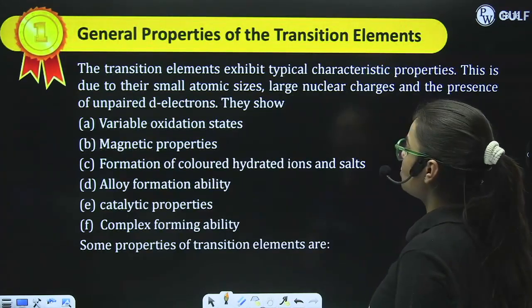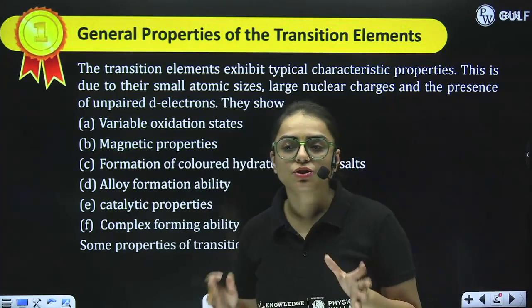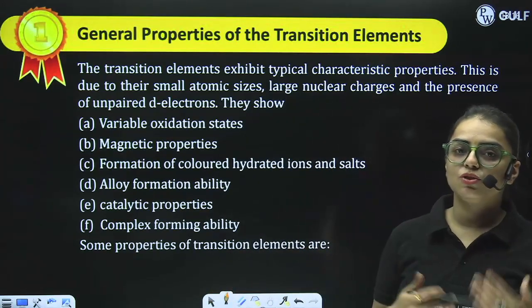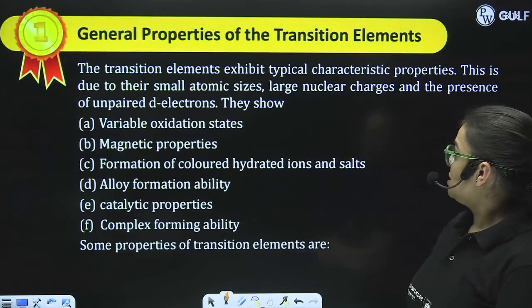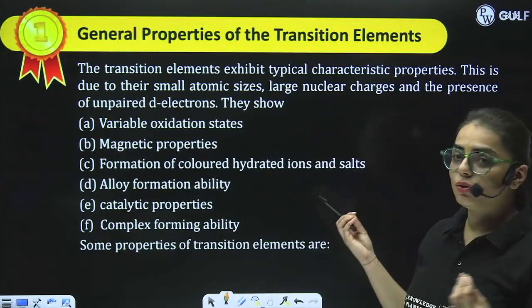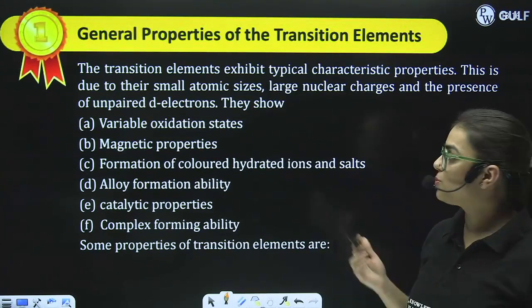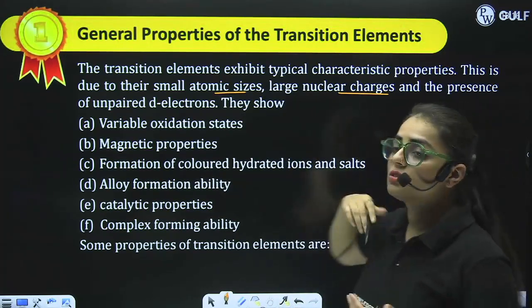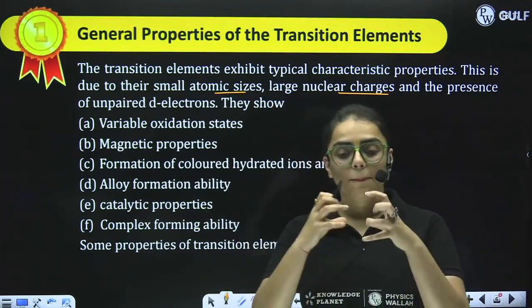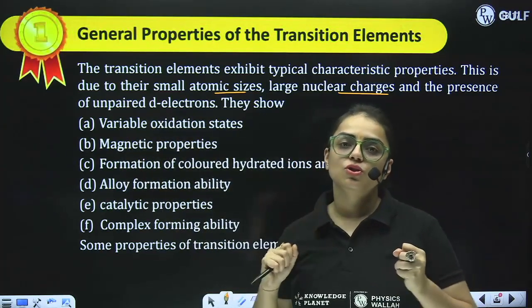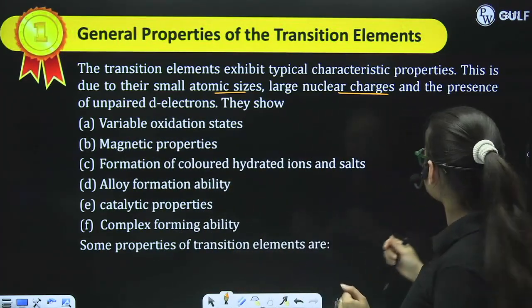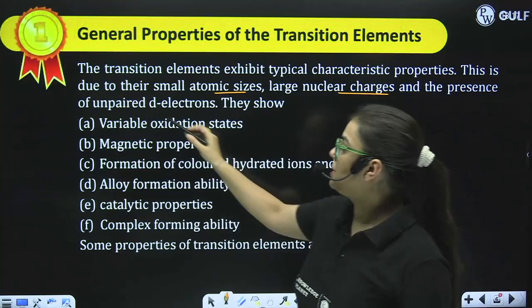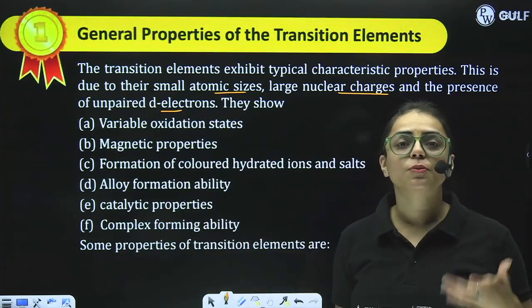Okay. Let's move on to the next, general properties of the transition elements. So we'll be understanding the properties of the transition elements. See, basically they have different properties than the other ones. Why? Because they have small atomic sizes and large nuclear charge. Now what is nuclear charge? The charge exhibited by the nucleus on the outermost electron is nuclear charge, right? And the presence of unpaired d electrons means they can show different properties.